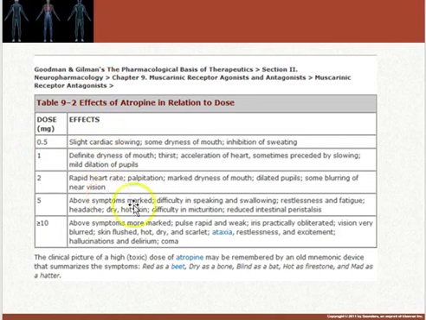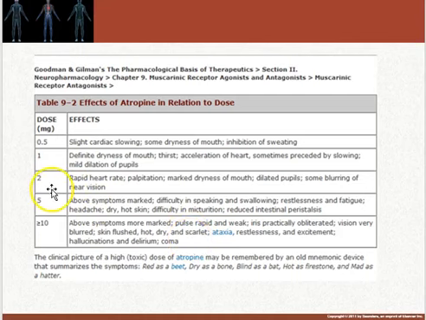These are the effects of atropine in relation to the dose. As you can see, as the dose gets increased, some of the effects of atropine administration become more and more undesirable. At doses greater than 10 milligrams, you see hallucinations and coma. So these are CNS effects, and obviously there is a CNS component only at high doses.